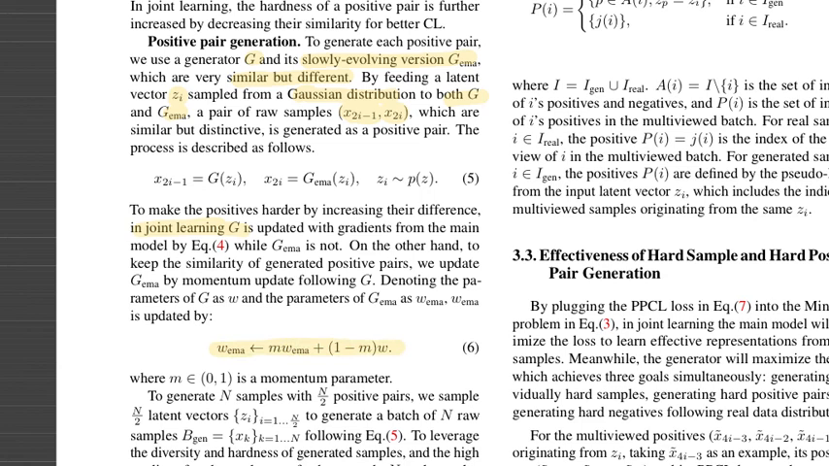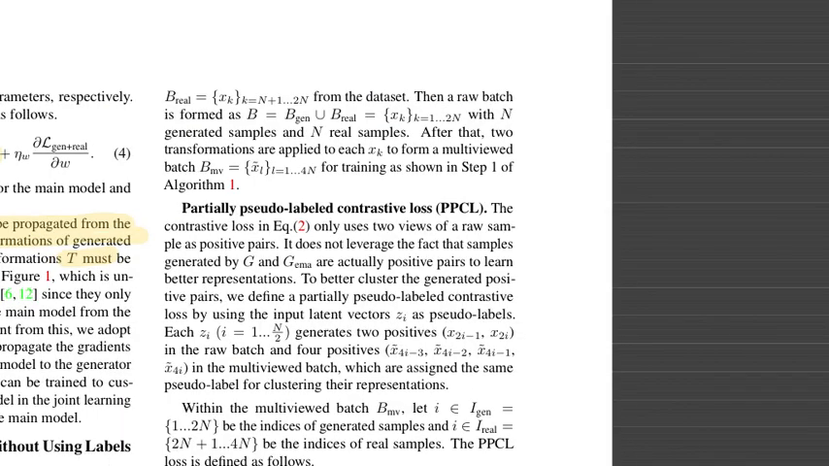G EMA is a momentum-based training. So when you want to generate n samples with n/2 positive pairs, you sample n/2 z_i's, and you would generate n raw samples, half of them coming from G and half of them from G EMA. And then you would also apply two transformations, and then you would also add them to n real examples from the dataset. After going through the transformations, you would have 2n real examples, so you would have 4n examples overall in the multi-view batch.